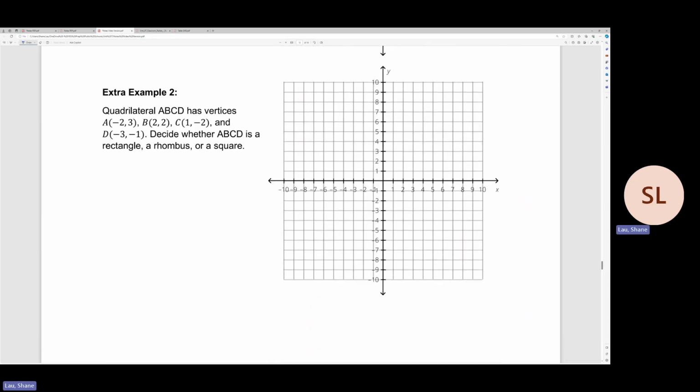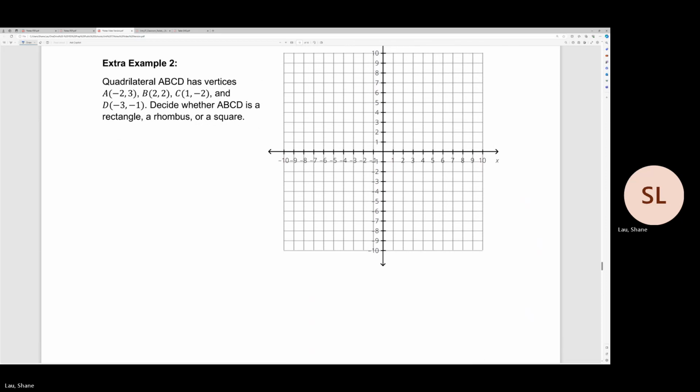But we do have this extra example 2, which is actually our real example 2. And the way that we're going to do this is, well, we have a couple steps. First thing, of course, we always should draw the figure. In this case, we're going to use our diagram. So we have -2, 3 as our A. Then we have 2, 2 as our B. 1, -2 as our C. And then D is -3, -1. Like so.